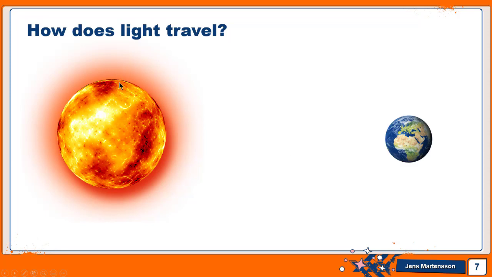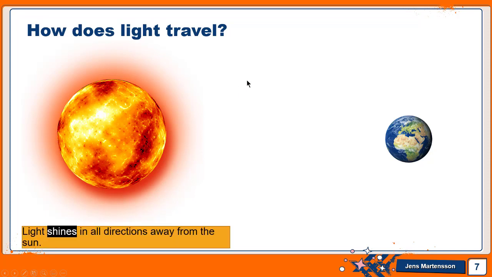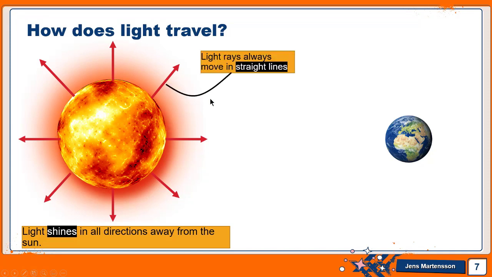Now, if we were to look at how light travels, we're going to try to represent light by using lines. We know that light shines in all directions away from the sun. It shines towards the earth and it shines away from the earth. Now what's very important is that when we draw light, or we try to represent light, we always draw light using straight lines. And we never use lines like this, because light doesn't travel this way. We'll look later at how we know that. So this will be wrong.